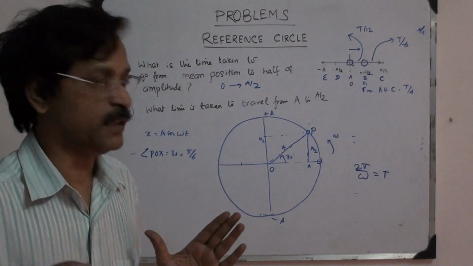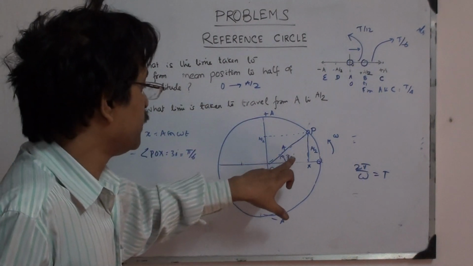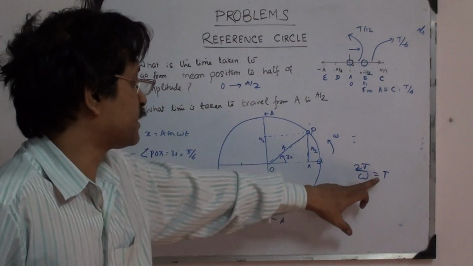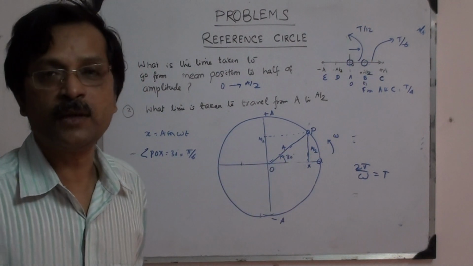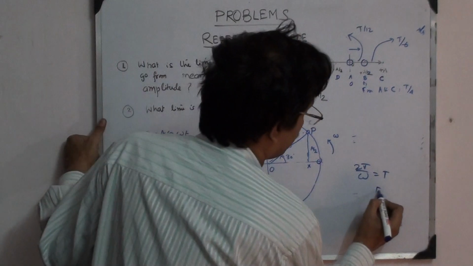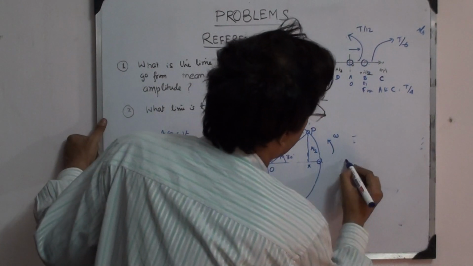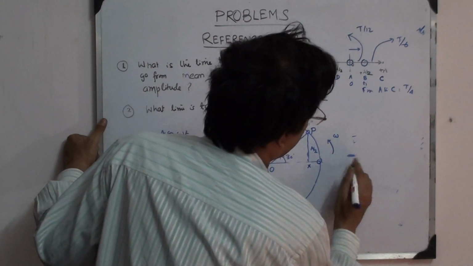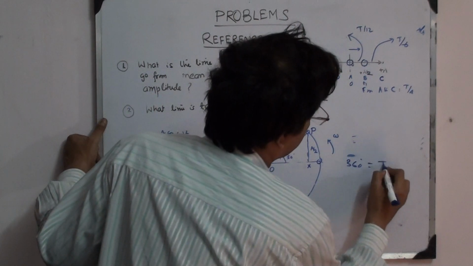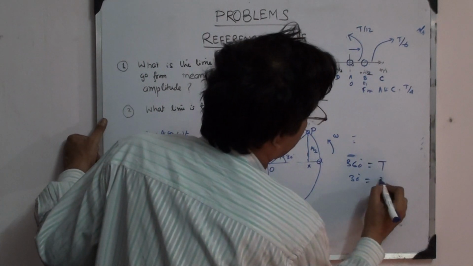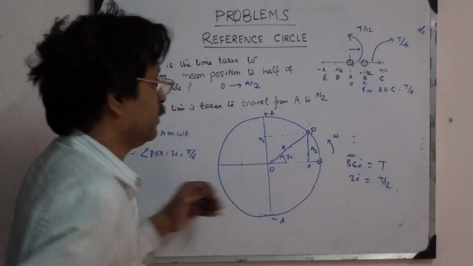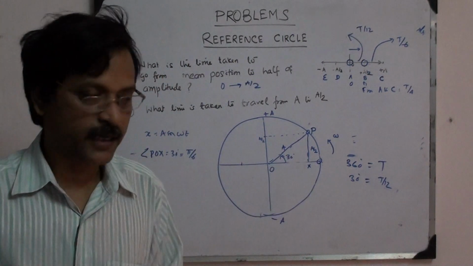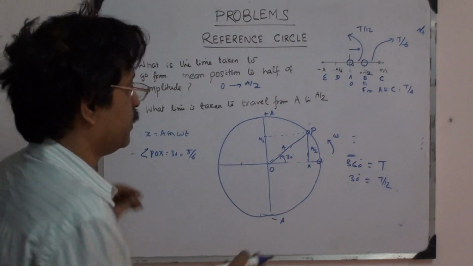Remember, both consume the same time. So if 360 degree takes t, 30 degree will take 1/12 of it. That is t by 12. So 360 degree represents t, therefore 30 degree will represent t by 12. So straight away you avoid all those trigonometric identities.